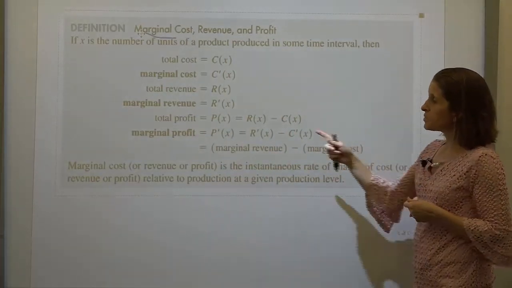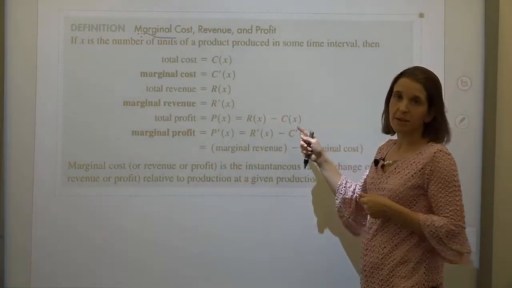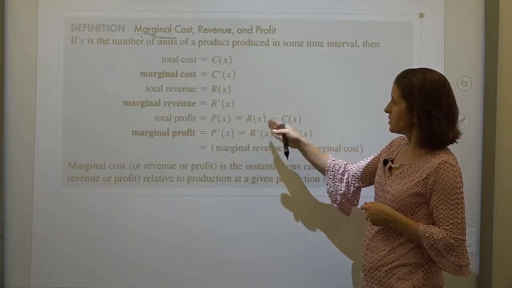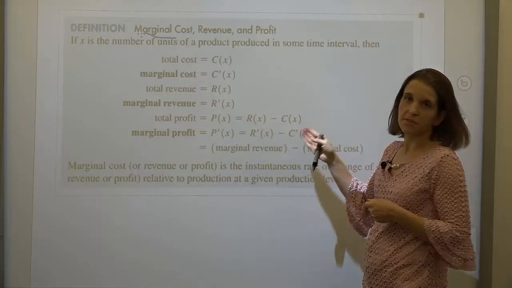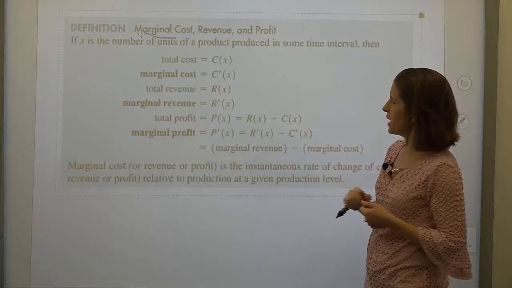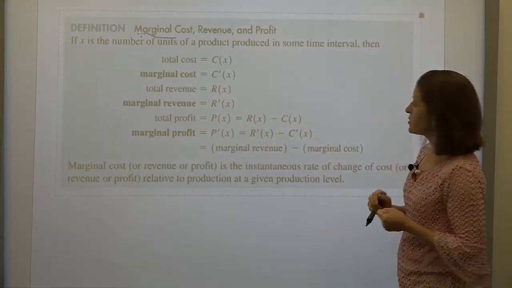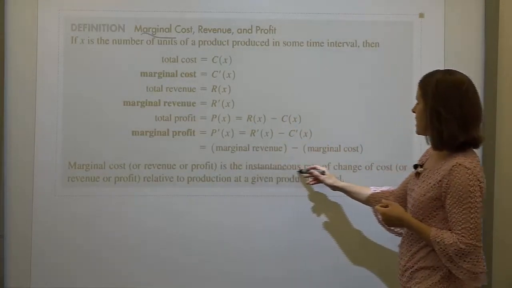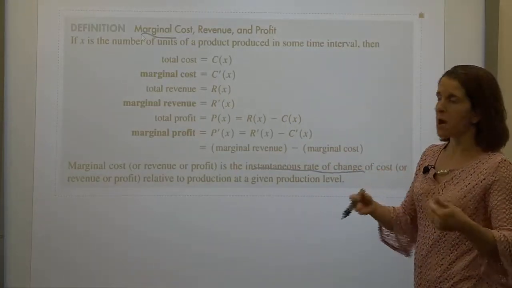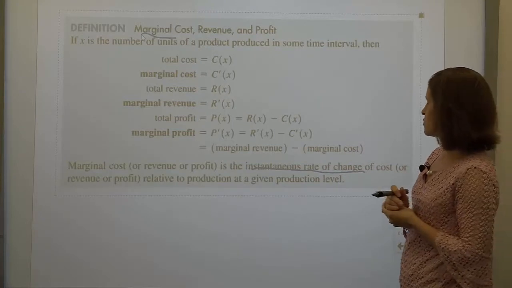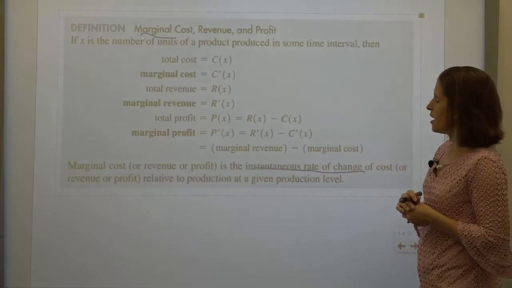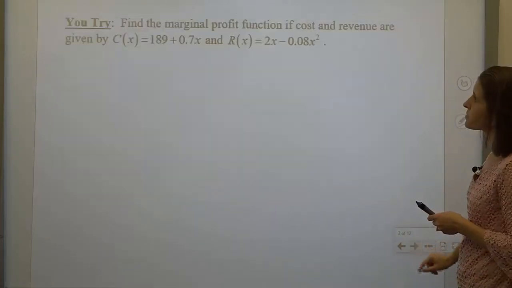Since we know rules about taking derivatives term by term, it is also the same as if we had done the derivative of revenue minus the derivative of cost. So if this relationship is true and we can take derivatives term by term, then that is also true. Okay? So marginal cost is that instantaneous rate of change, that's another word for derivative, of cost or revenue or profit, whichever one you're talking about, relative to production. Production is that x, how many things you're producing at a given production level.